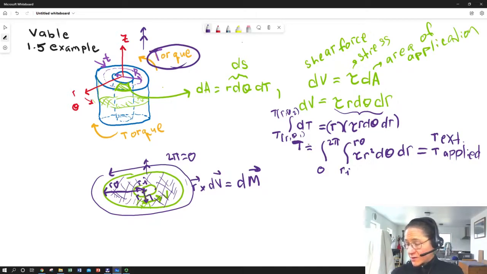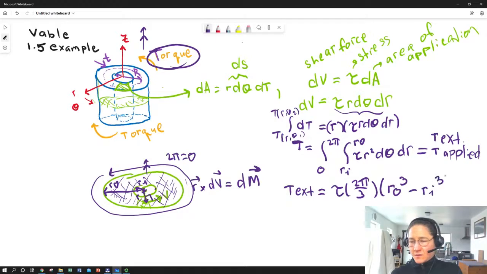So if we evaluate those two integrals, we integrate theta 0 to 2 pi, and we integrate r between our inner radius and our outer radius, we can say that the externally applied torque is going to have to be equal to our uniform shear stress times 2 pi over 3 times r outer to the third minus r inner to the third, which honestly doesn't look anything like tau equals T external divided by 2 pi big R squared times the thickness.